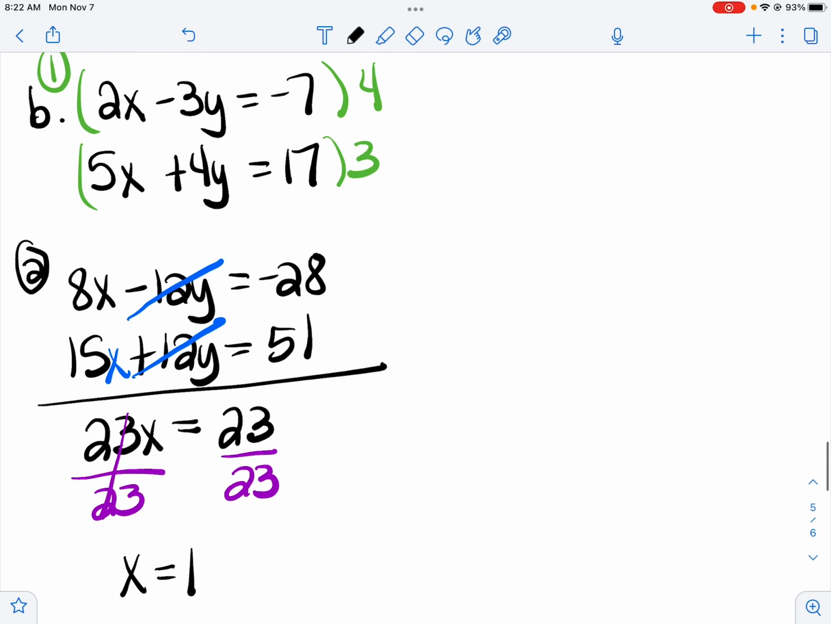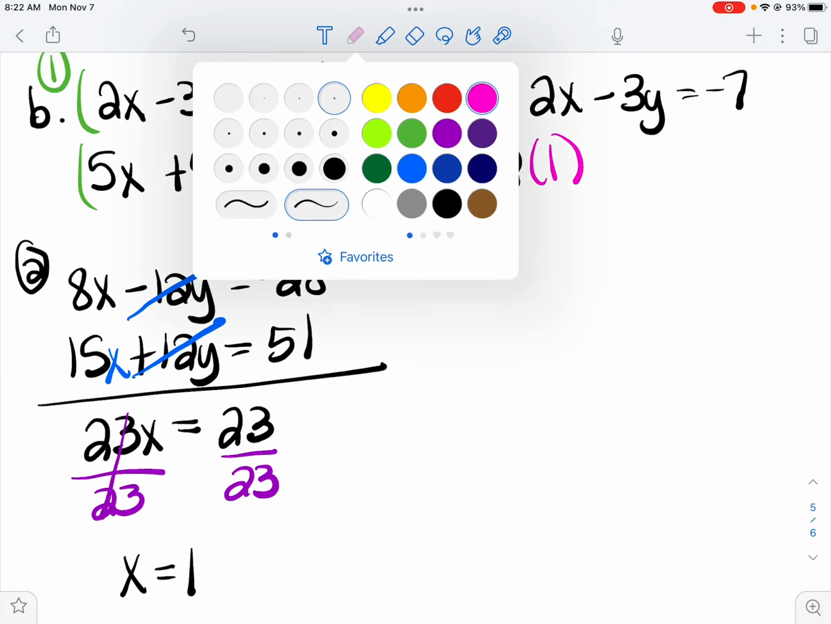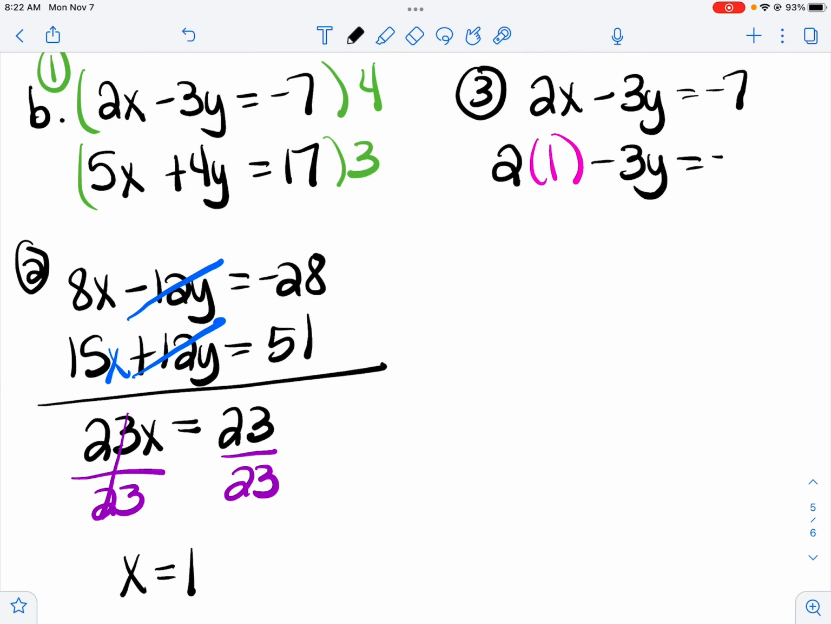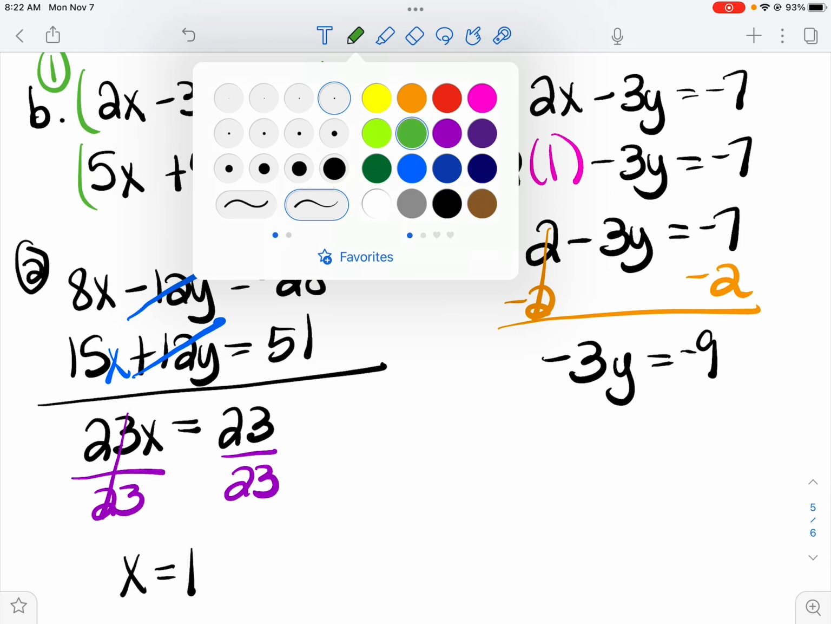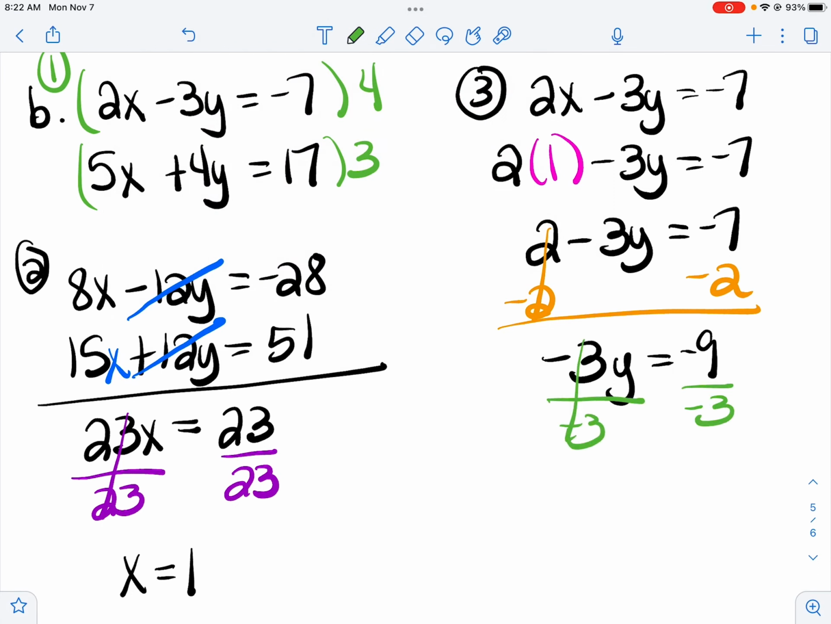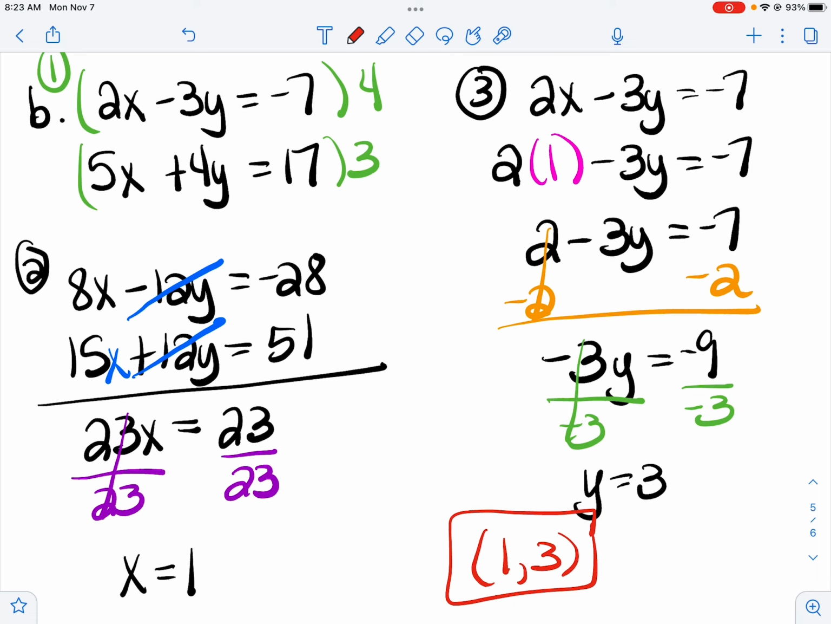Now we need to find our y. And to find y, I can plug 1 into either one of my two equations. And I always go back to the original. I'm going to choose the first equation just because it's the first equation. Plug in 1 for x and solve for y. 2 times 1 is 2. Subtract the 2 from both sides to get that y by itself. That gives us -3y equals -9. Divide both sides by -3, and we get that y is 3. And so our ordered pair here, the x always comes first, would be 1, 3. When you check, you plug in 1 for x and 3 for y, and it should check in both equations.